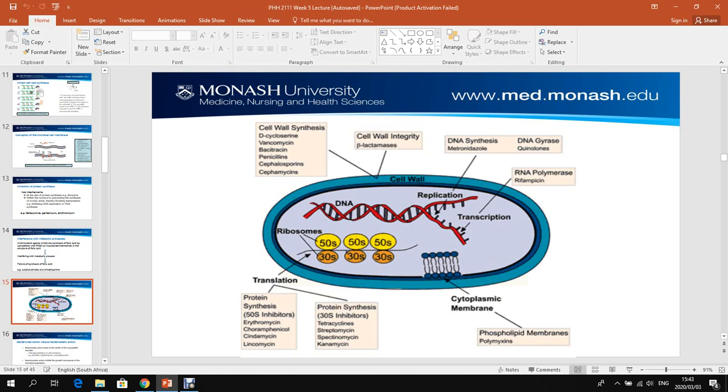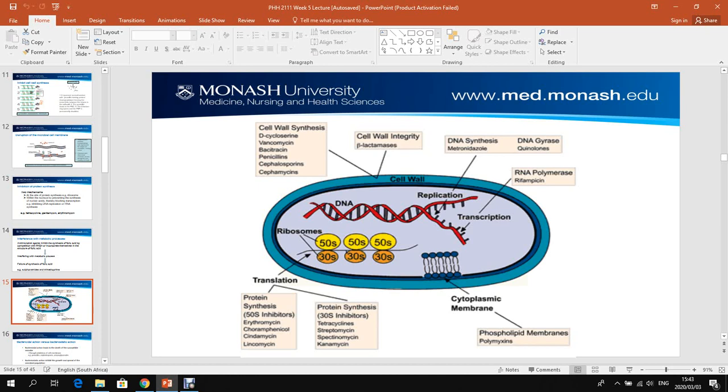And there are also some drugs that target the cell wall integrity. By disturbing the cell wall integrity, they'll actually disrupt the cell wall, such as beta-lactams. So this is just one of the examples. And of course, if you look at the diagram, you'll see examples of drugs that operate at various sites.